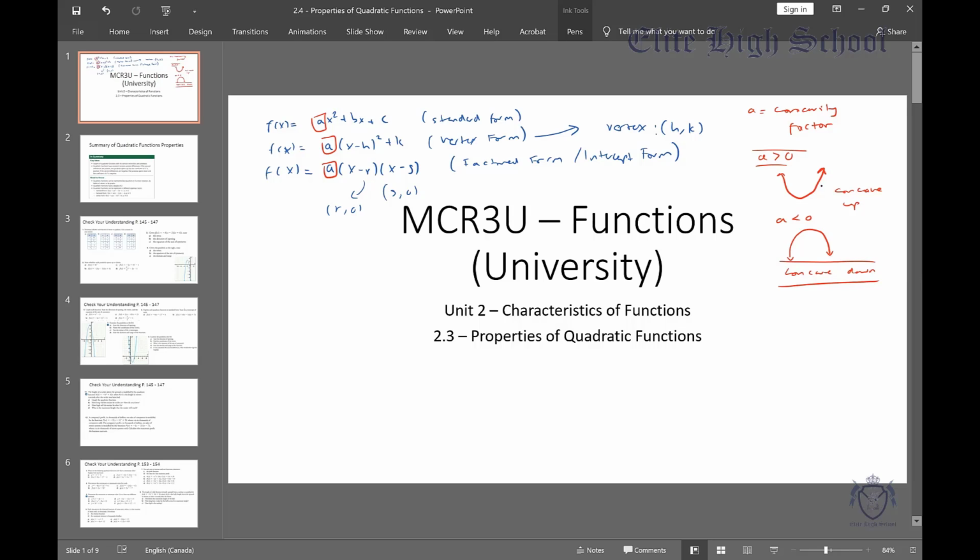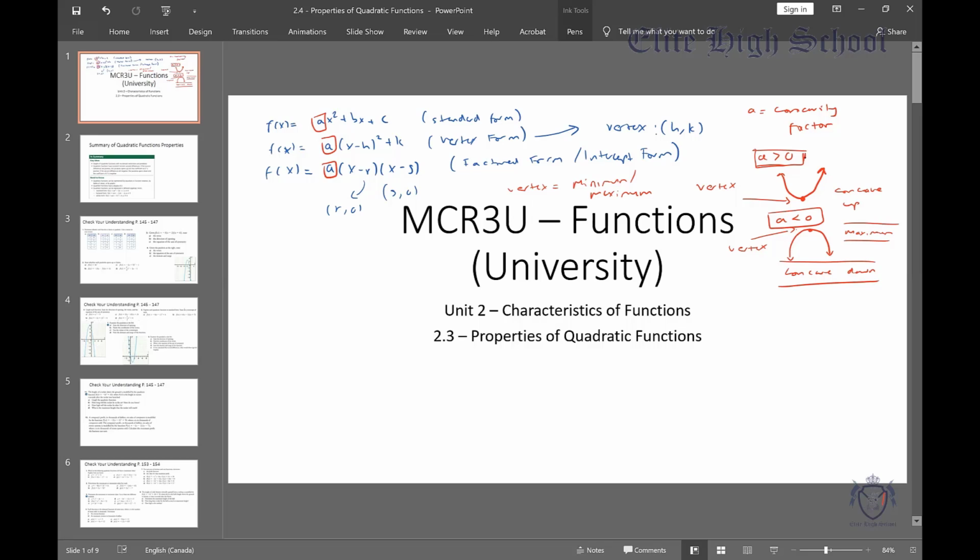And when a parabola or a quadratic function is concave up, this point here is the lowest point, and this is called the vertex. So the vertex can be either a minimum point or a maximum point. It depends on how the quadratic is opening. If it's opening upwards, it's going to be a minimum point. If it's opening downwards, it's going to be a maximum point. So this is the vertex here. This is a maximum point. A maximum only occurs when the concavity factor is less than 0. A minimum vertex only occurs when the concavity factor is greater than 0.